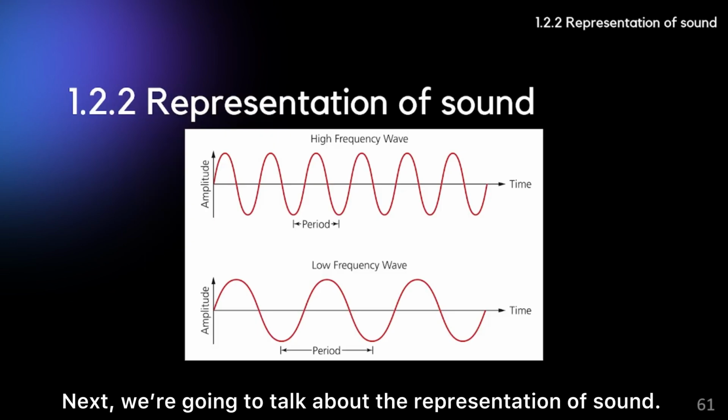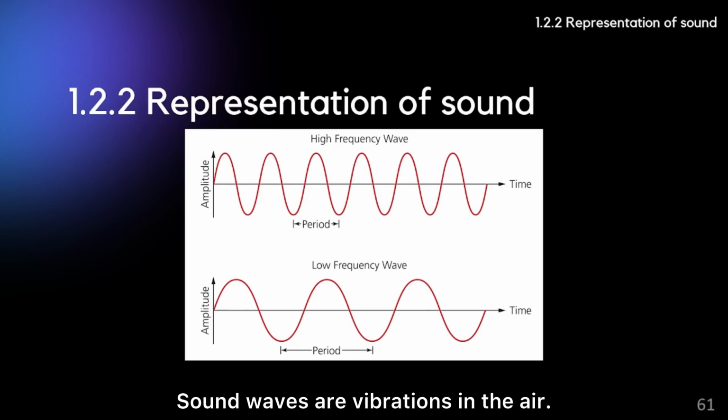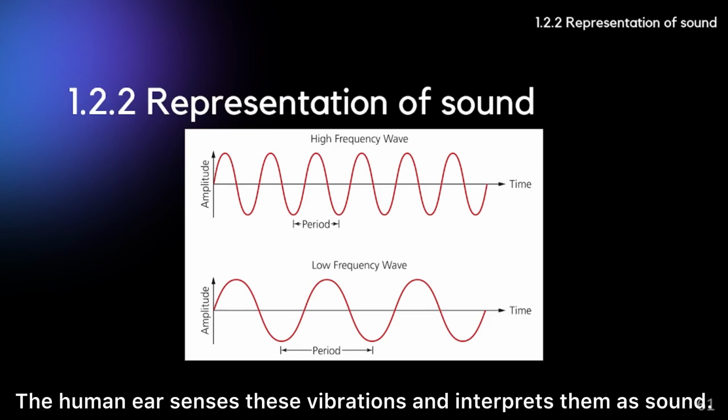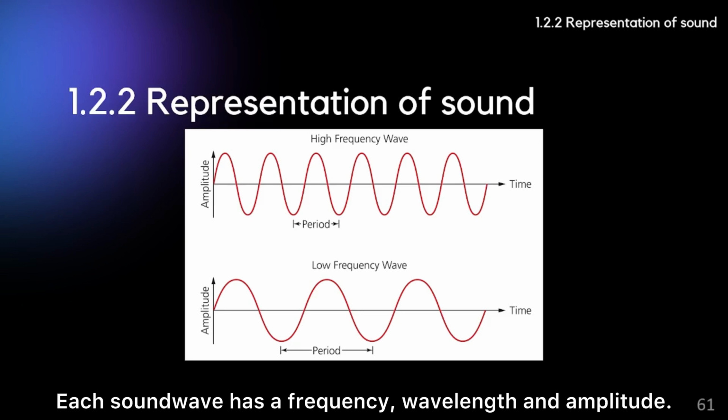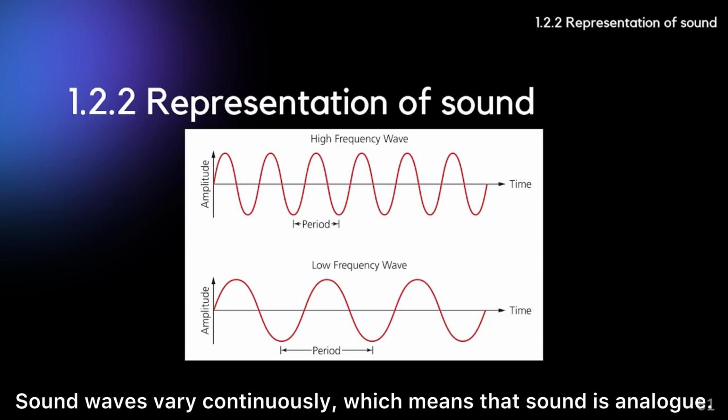Next, we are going to talk about the representation of sound. Sound waves are vibrations in the air. The human ear senses these vibrations and interprets them as sound. Each sound wave has a frequency, wavelength, and amplitude. Sound waves vary continuously, which means that sound is analog.